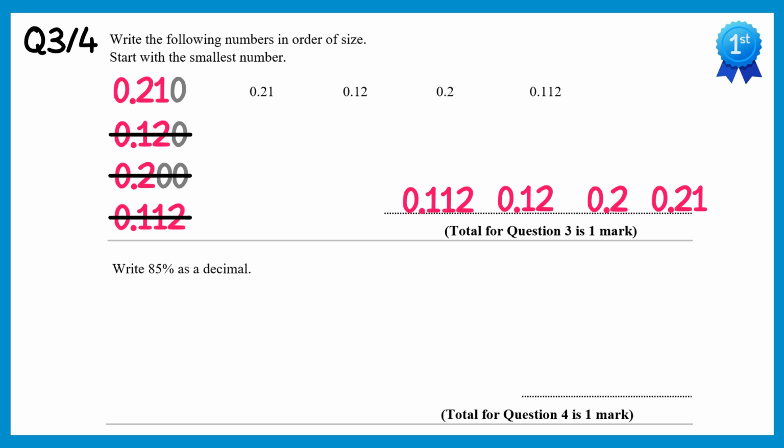For this next question, we need to write 85% as a decimal. To write any percentage as a decimal, you just divide it by 100. So 85 divided by 100 is 0.85.